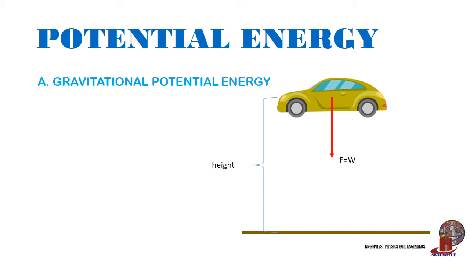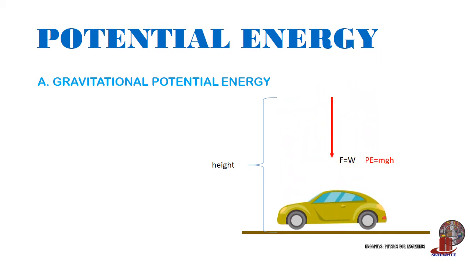So from F times d, the gravitational potential energy is computed as its weight, or mass times gravitational acceleration, multiplied by its height. Some references use PE for potential energy while others use U. It is up to you what you find convenient.